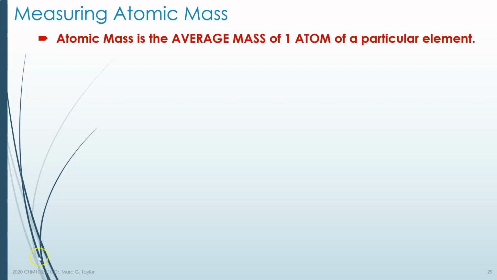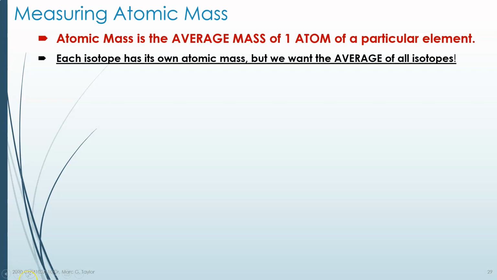And the reason why this is a little different is because each element has its own collection of isotopes. And each isotope has its own isotope mass, its own isotopic mass. And the isotopes may vary in abundance. So you want to take the average of all the different atoms of each of the different isotopes, accounting for how much of each isotope there is. And that requires a little bit of calculation.